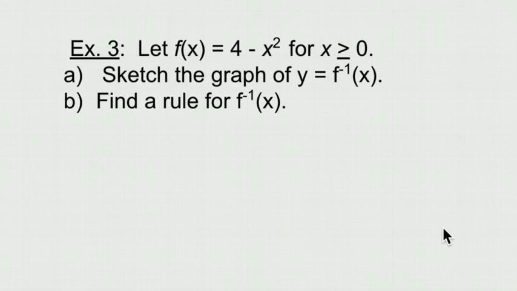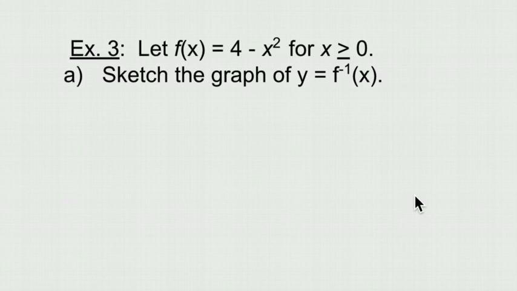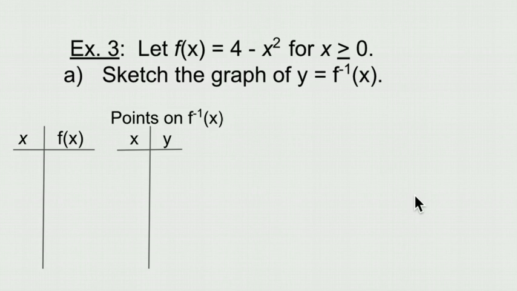So for example 3, we're going to sketch a graph of the inverse function, and we're going to find a rule or an equation for the inverse function. So part A, sketching a graph, requires two tables of values. Even though I didn't put the heading here, this table will be points on the graph of f of x. So on the graph of f of x, we already have some points. We did that in example 2.